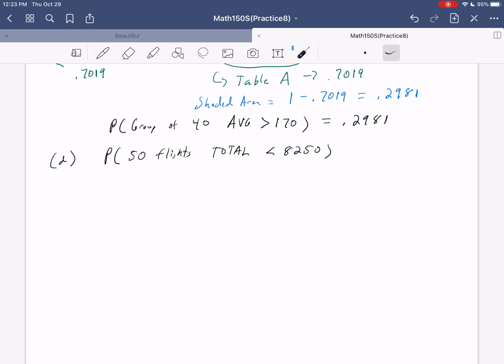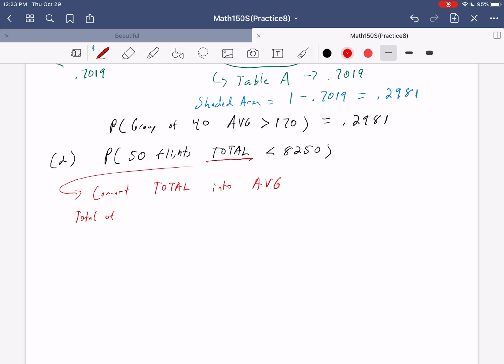Now, whenever you see total, the first thing that should jump into your mind is that totals of groups, remember this is a group of 50 flights, totals can be converted into averages. And if you can convert that total into an average, well, then you can use the sampling distribution. So let's go ahead and convert this total into an average. How do we do that? Well, we know that this is the total that applies to 50 flights. So since this total is supposed to be distributed over those 50 flights, we just need to do division.